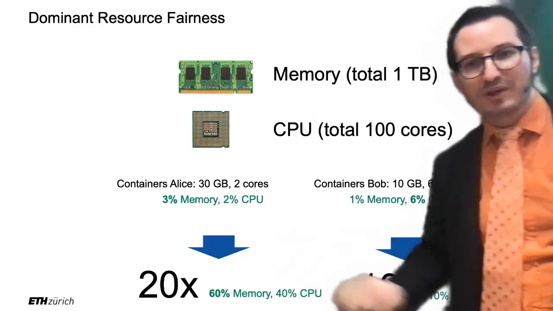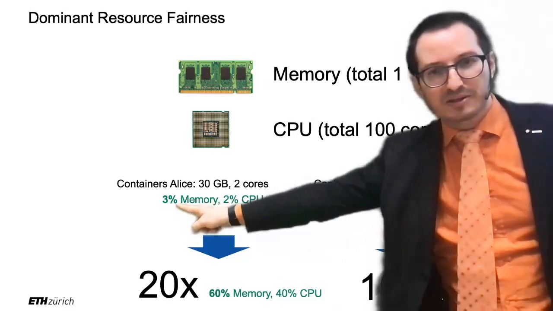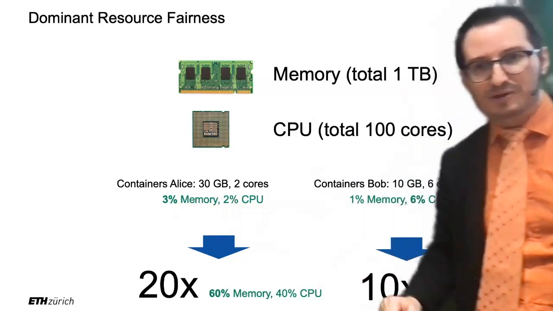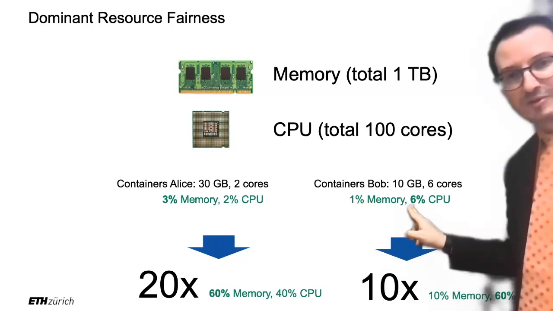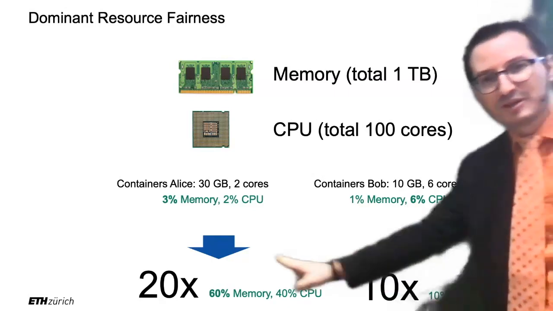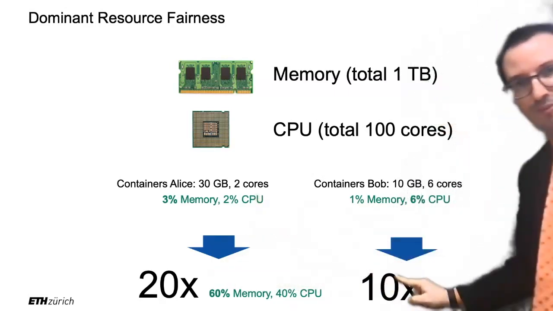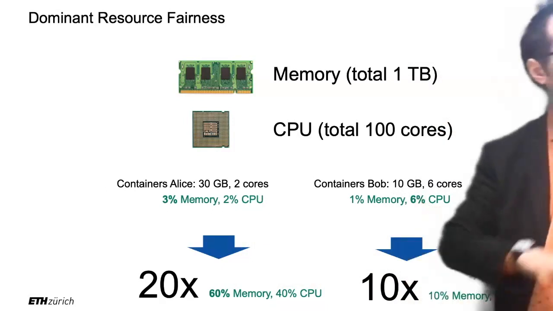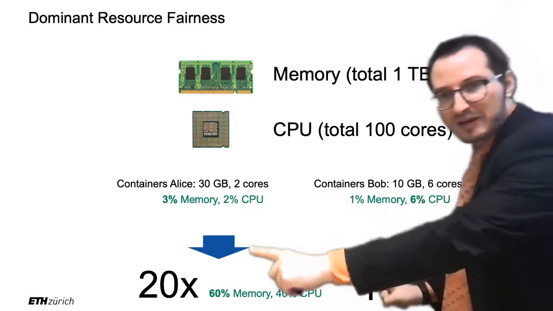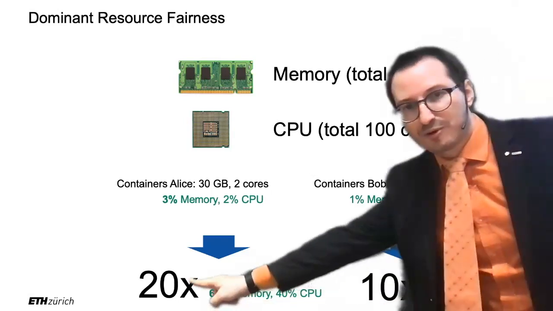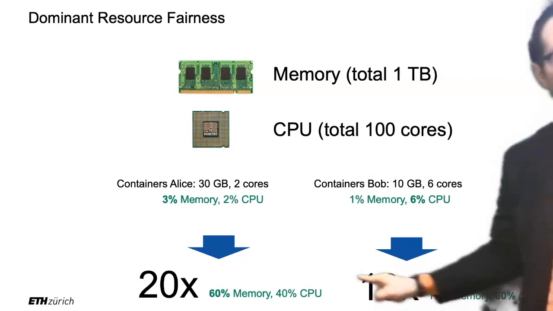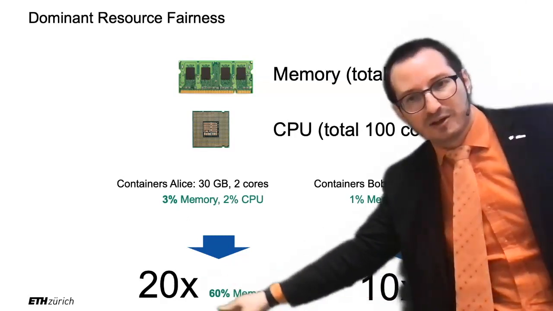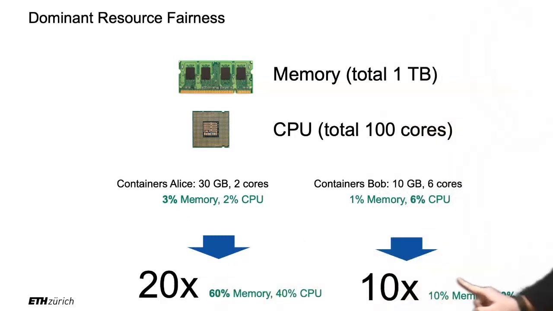And that way, every container by Alice uses 60% of the memory and 40% of the CPU, and every container by Bob uses 10% of the memory and 60% of the CPU. We cannot go beyond that, because if you calculate, that's 40% plus 60% of the CPU, so the CPU is fully used. But we respected the ratio between the two. The number of containers here is twice the number of containers there, right? So they both use 60% of their dominant resource, right? 60% of the memory here, 60% of the CPU there, all right?